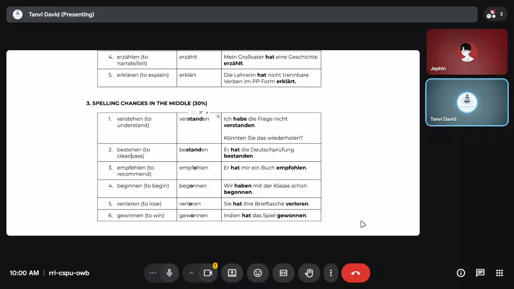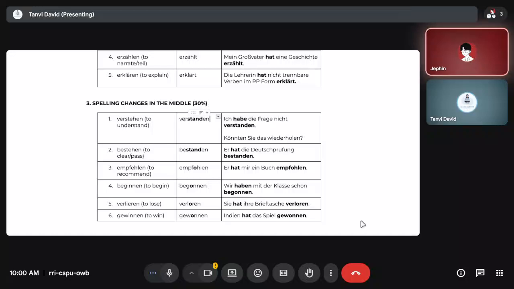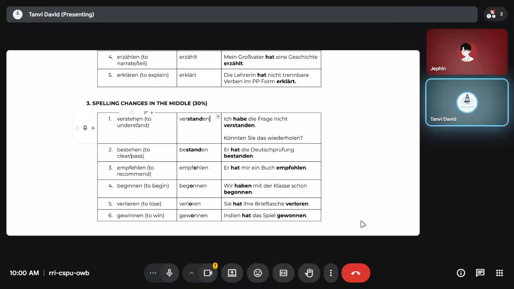Okay, so that is the participle perfect form. Because what am I asking you? What have you understood? I can't ask you, no, what have you understand? So I have to change it to understood. So stay in the middle changes to standen. Bestehen also has stehen in it. So it changes to bestanden.